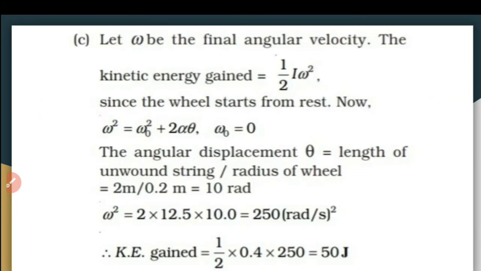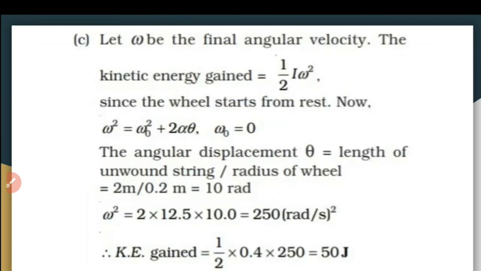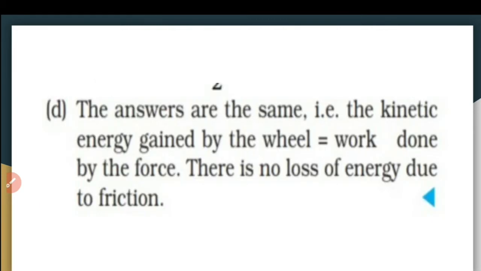So we have the B part answer as 50 joule, which is the work done by the pull. Kinetic energy gained is also 50 joule. So we are confirming the work energy theorem: work done appears as the change in kinetic energy, and there is no loss due to friction.